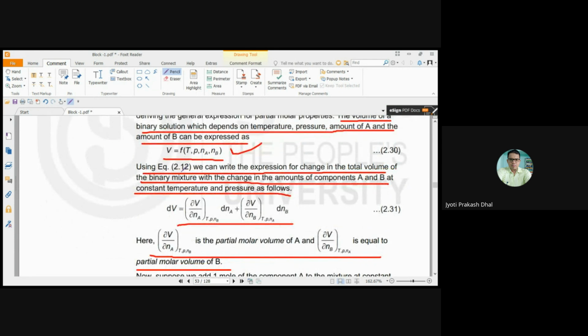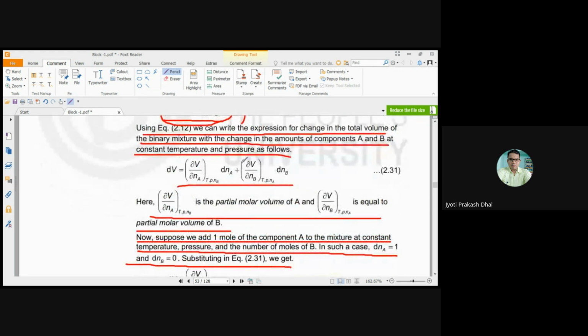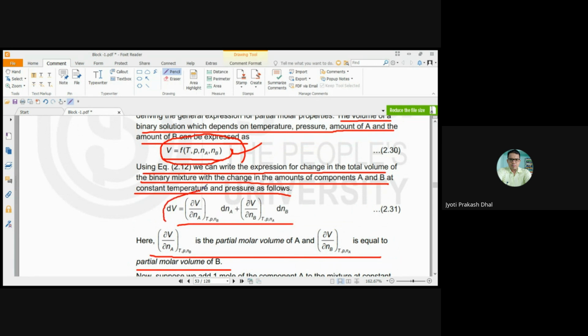Now again using equation 2.12 at constant temperature and constant pressure, there we have written dX. Here we will write V in place of X. So X means any extensive property. Here we have taken the particular extensive property V. So V is a function of T, P, N_A and N_B, and if you take the differential of V, that is dV, at constant temperature and constant pressure, the value will become like this.